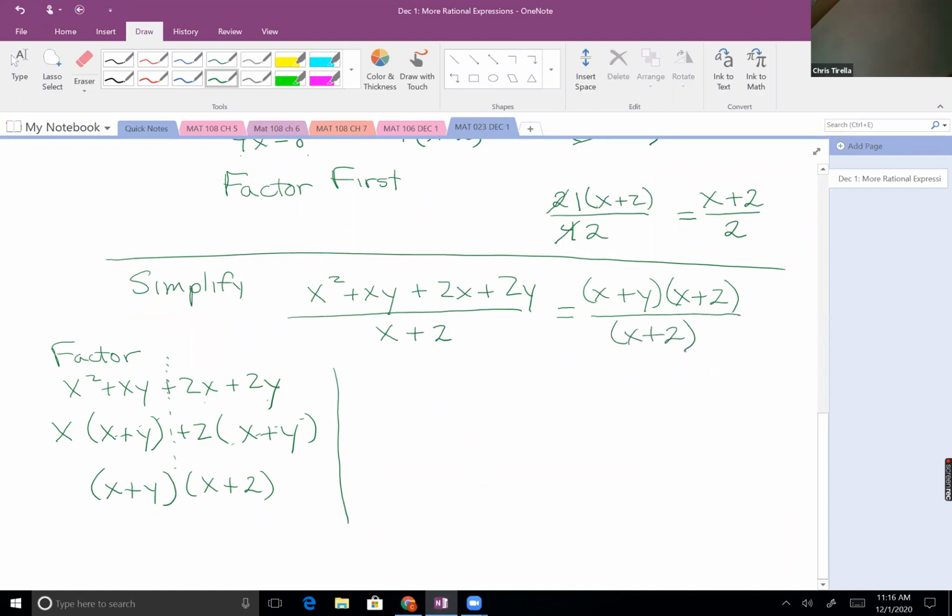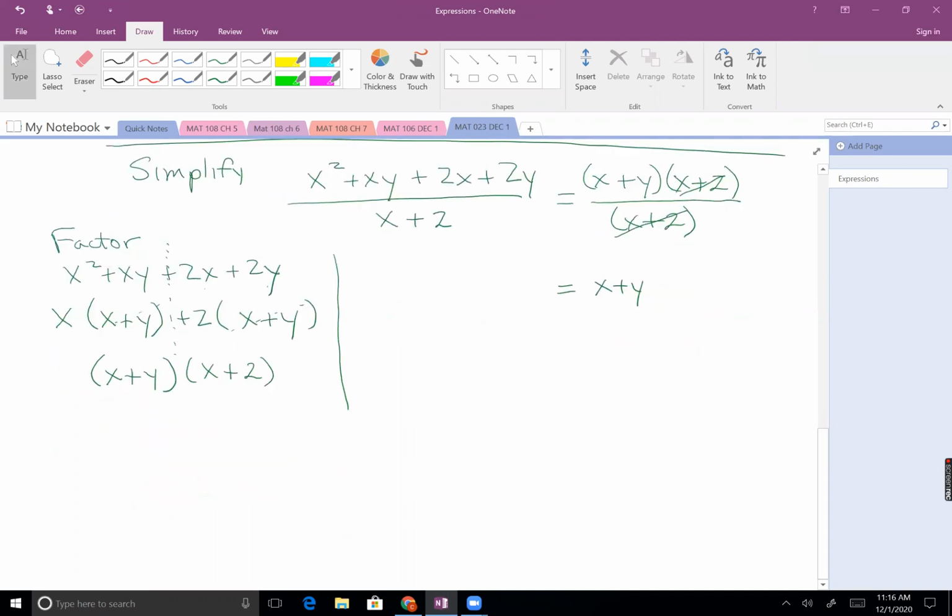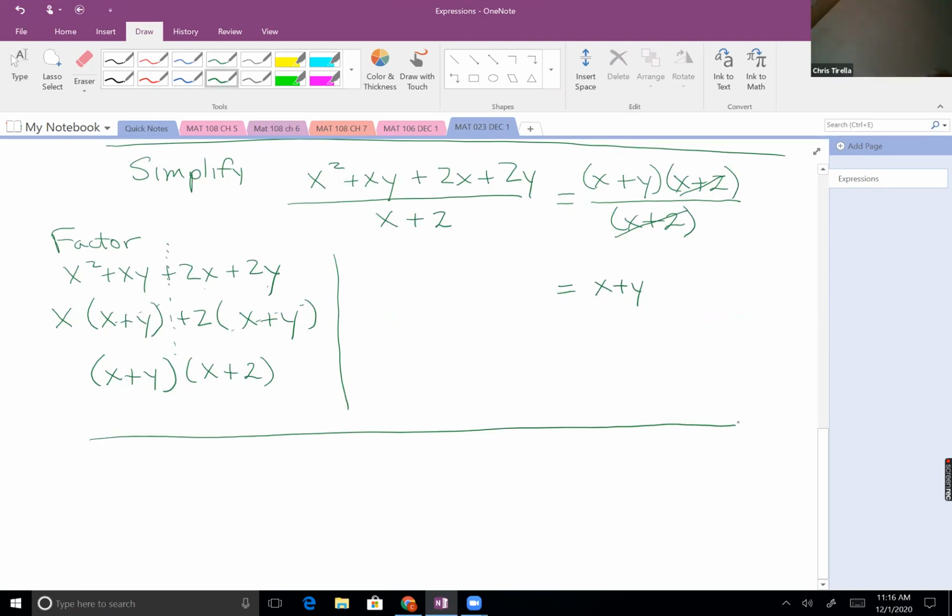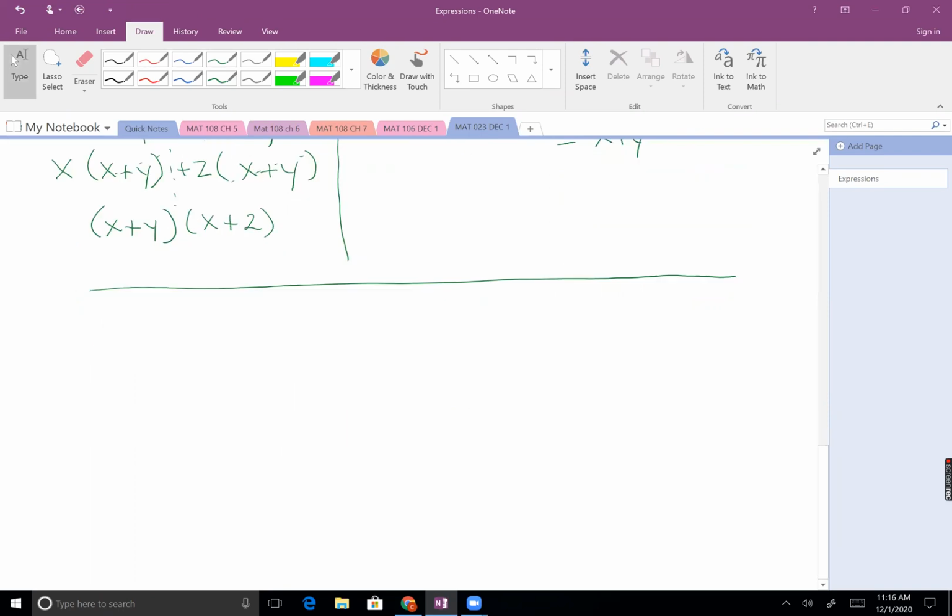Now, is there anything common between the numerator and the denominator? X plus 2. Beautiful. And when I divide those out, my final answer is just x plus y. And then let's do one last one. Let's simplify.